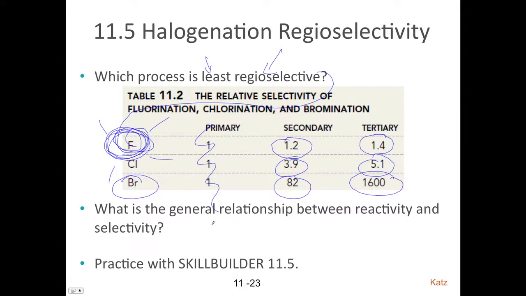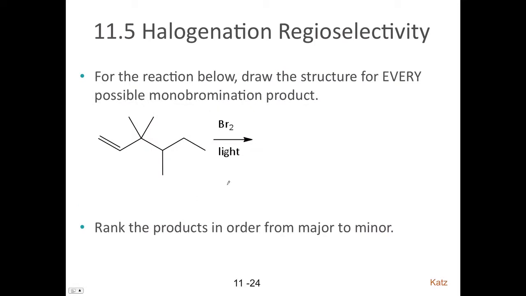So that's it. Okay, and we just talked about the selectivity principle. All right, so let's talk about these very simple compounds right here. For the reaction below, draw the structure for every possible monobromo product. Monobromination just means there will be multiple products, but they'll only have one bromine on them.